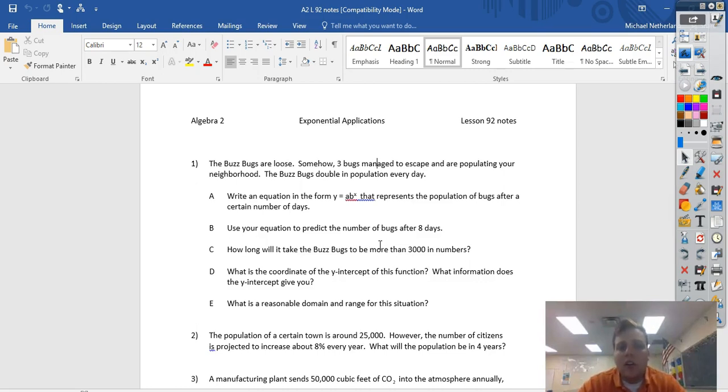The buzz bugs are loose. Somehow 3 bugs manage to escape and are populating your neighborhood. The buzz bugs double in population every day. Write an equation in the form y equals a b to the x that represents the population of bugs after a certain number of days.